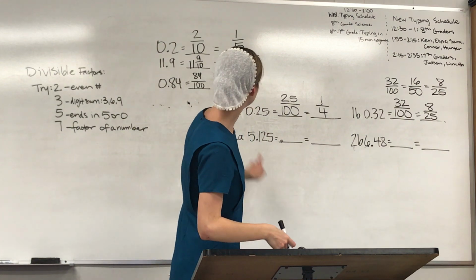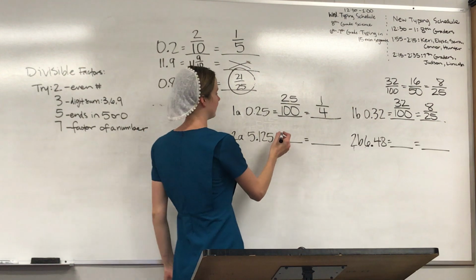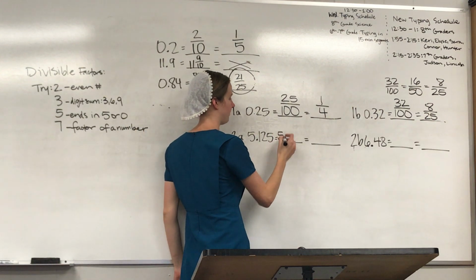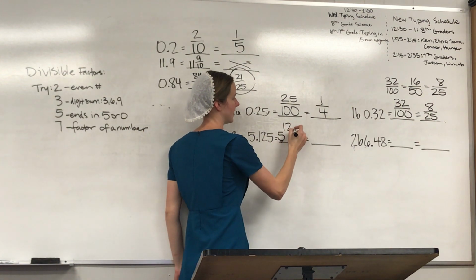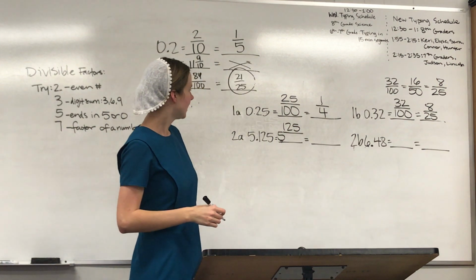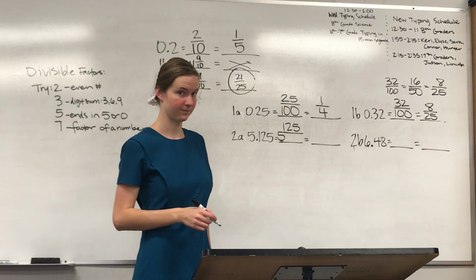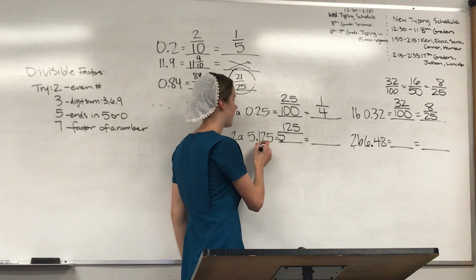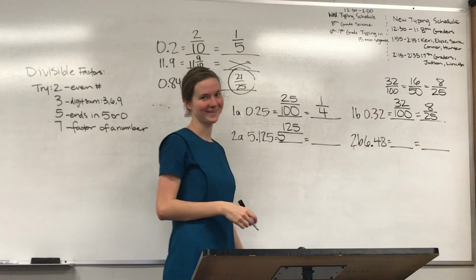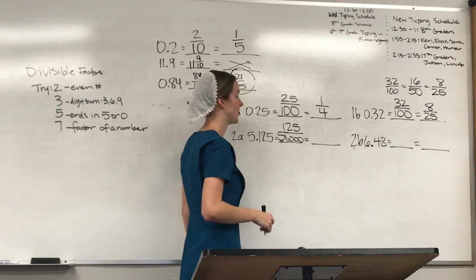Alright, let's go to 2A, 5.125. 5 is our whole number, let's bring it over right away. 125 is our decimal number, put it in the numerator spot. Now, we would not put 10, neither 100 on the bottom. We would count our decimal places: tenths, hundredths, thousandths. So thousandths is on the bottom. This is a huge number.